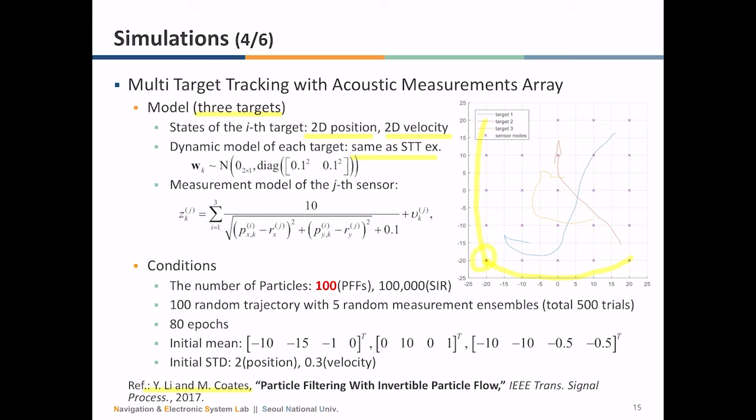25 acoustic sensors are placed in the region of interest at intervals of 10. The measurement of the jth sensor is modeled as this. 5 measurement sets are randomly generated for every 100 random trajectories. For comparison, the same 8 filters implemented in the single target tracking examples are tested. SIR uses 100,000 particles, and PFFs use only 100 particles.